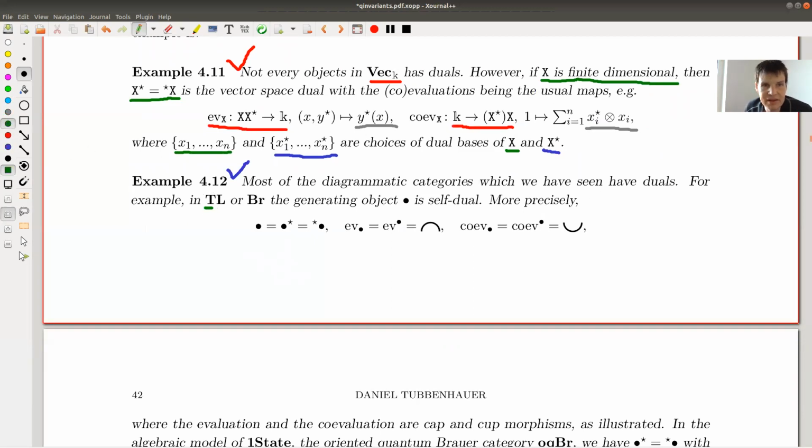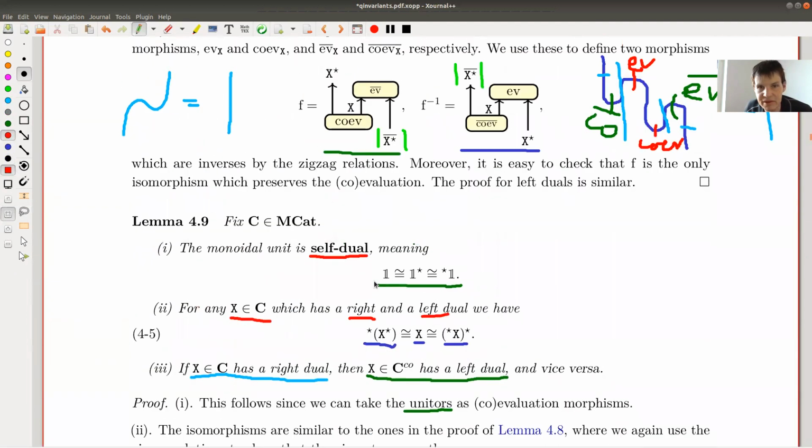Namely, remember the temporal leap or the Brouwer, whatever it was, this diagram calculus. So Brouwer was the one where you had crossings, cups and caps and whatever. And you had one generating object, which I called bullet, which is just what you put at the bottom and at the top. Here's one, and here's one. It was just this bullet object, and it's self-dual in this sense. Remember, this was self-duality, so left is right is the object itself.